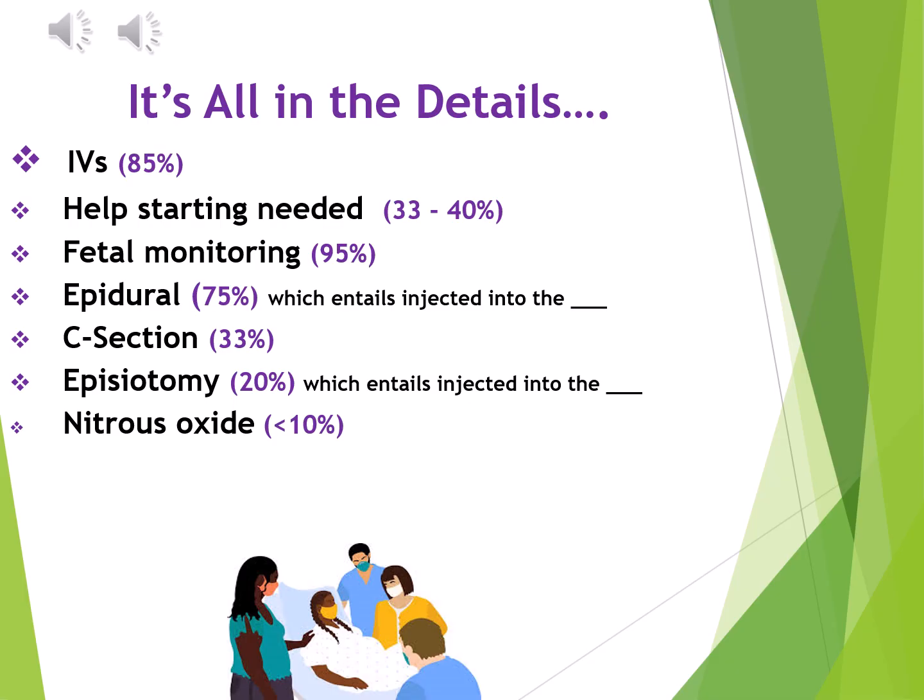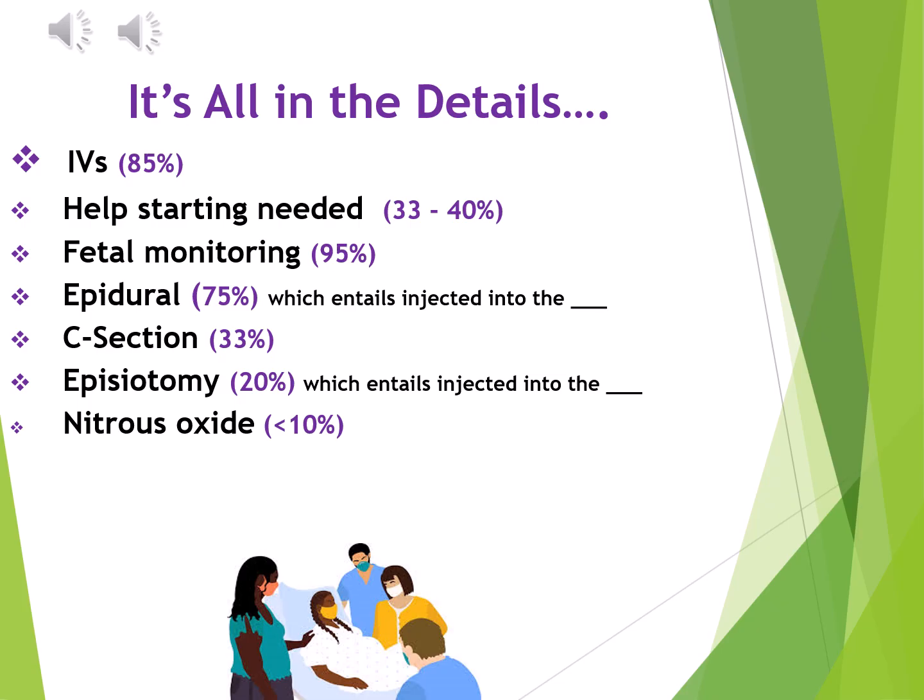Let's consider some delivery-related details. It's very typical for a woman to have an IV to either sometimes slow down delivery, believe it or not, or alternatively, more often, to speed it along. Hence the next bullet point. This help is needed somewhere between, I'm rounding here, about a third to perhaps half of deliveries.